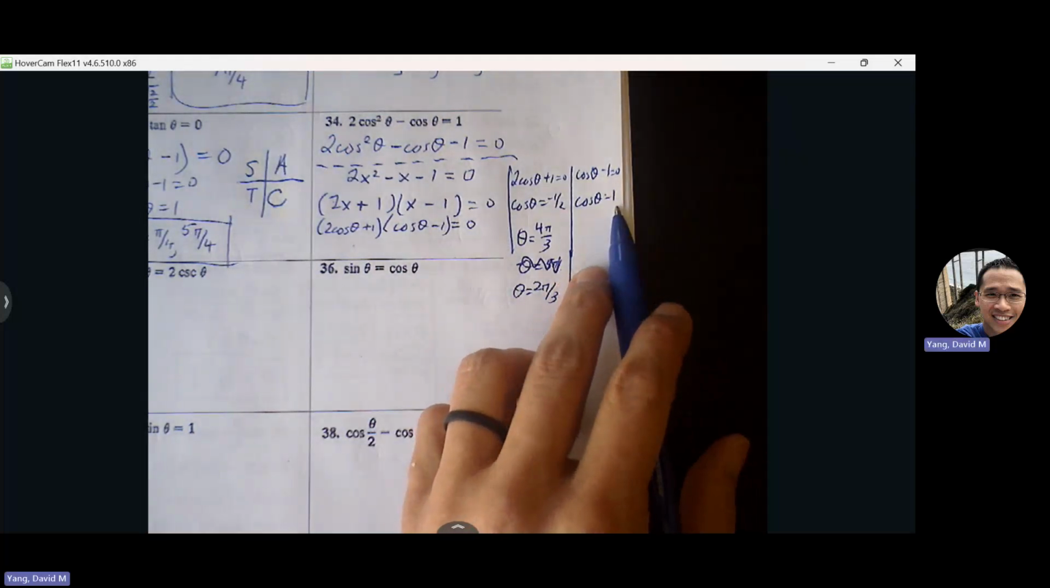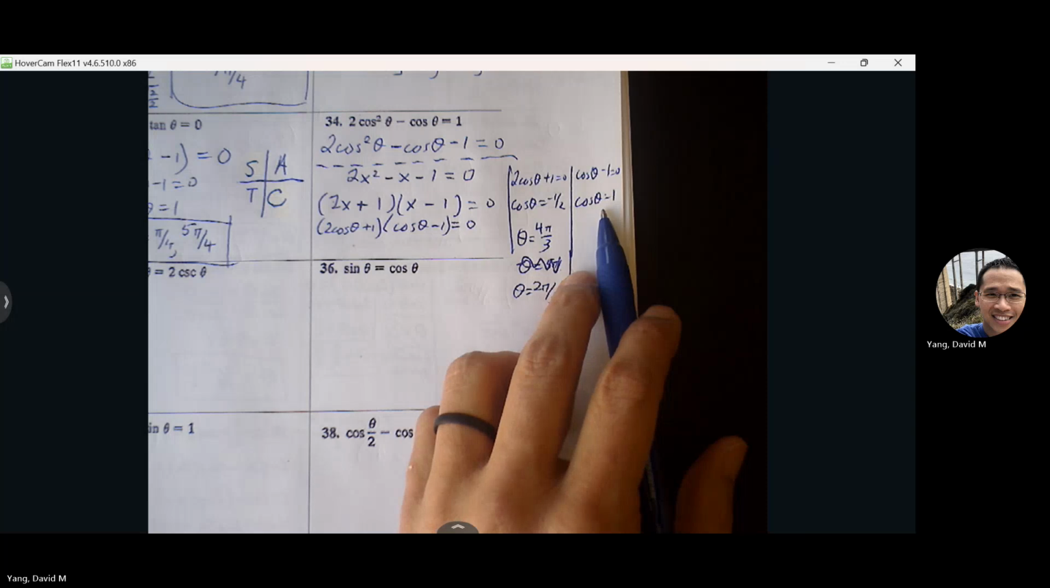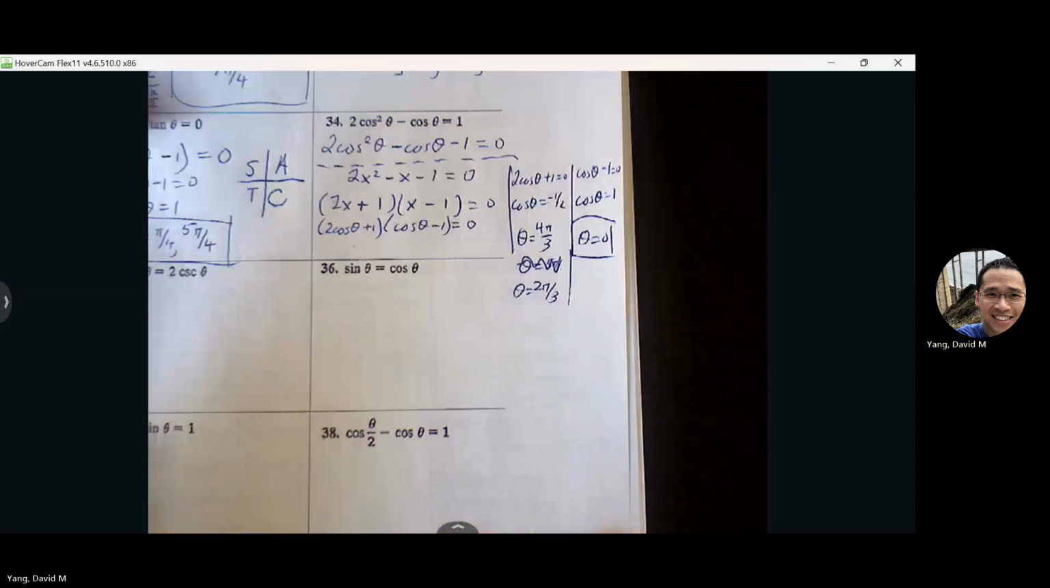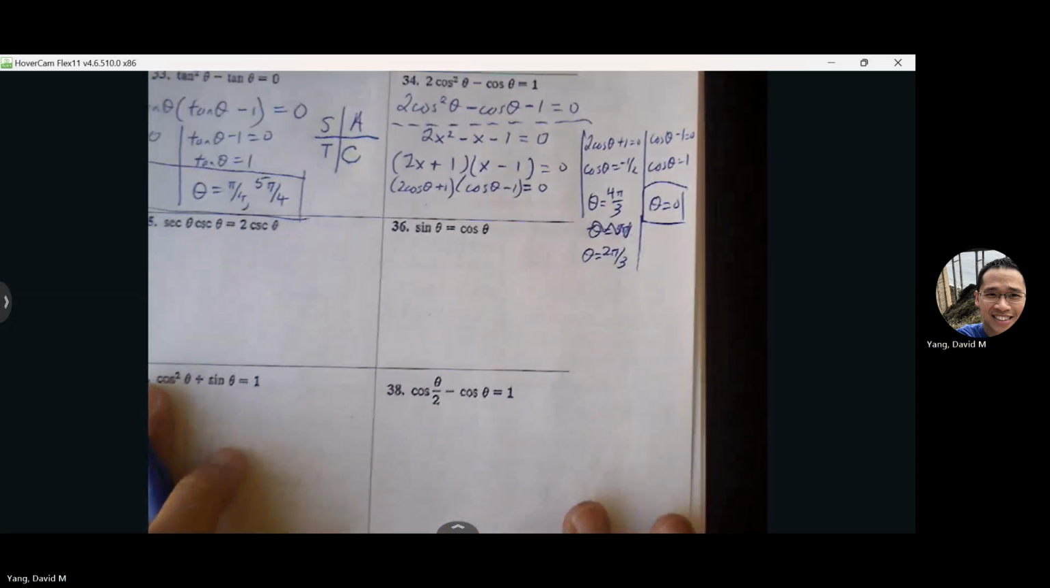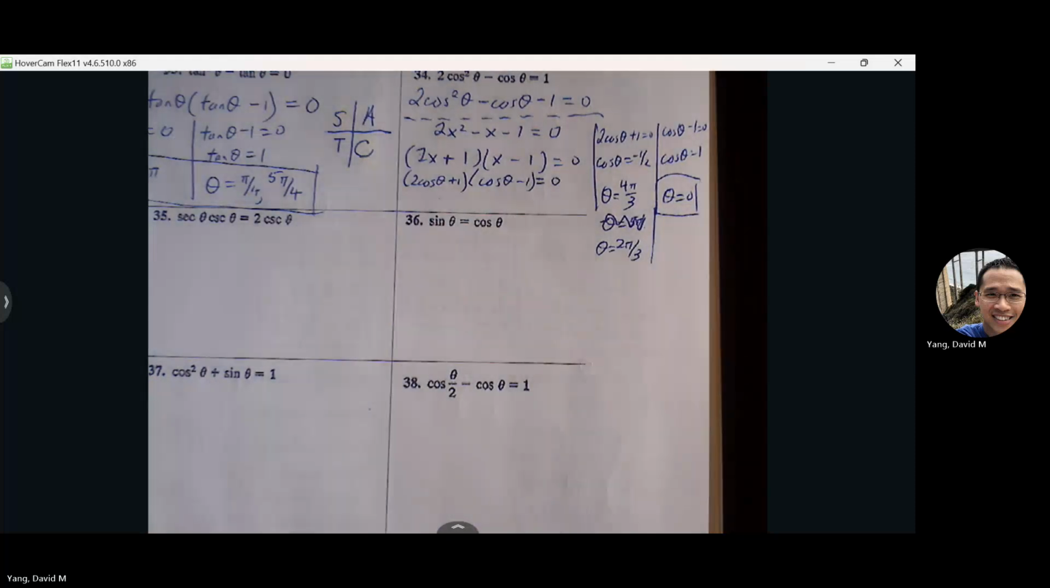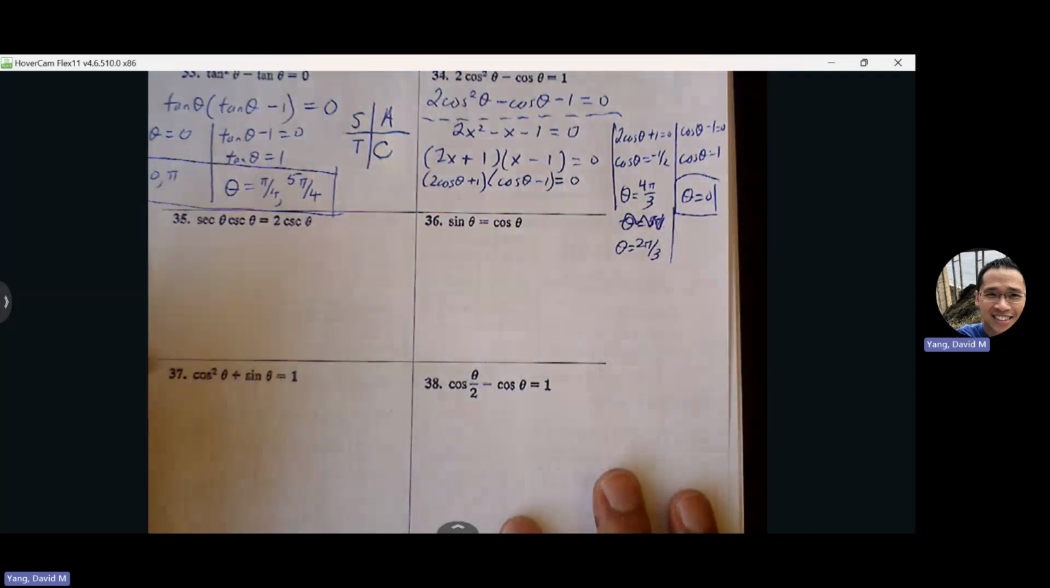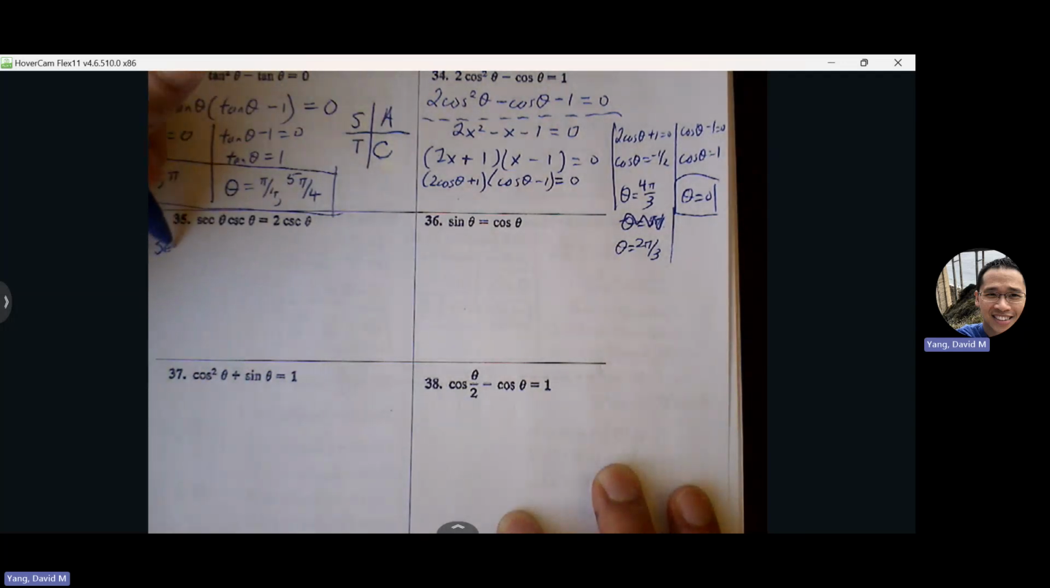Cosine is equal to 1 when theta is 0 or 2 pi, or just 0. Number 35. Let's bring everything over to one side so we can take out a GCF.